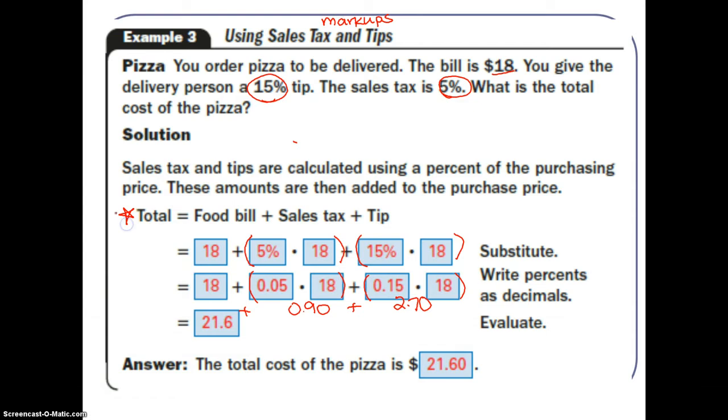This would be a good thing to remember. The total equals food bill plus sales tax plus tip. And just remember, for sales tax and tip, you're going to have to multiply by the original cost of the bill.